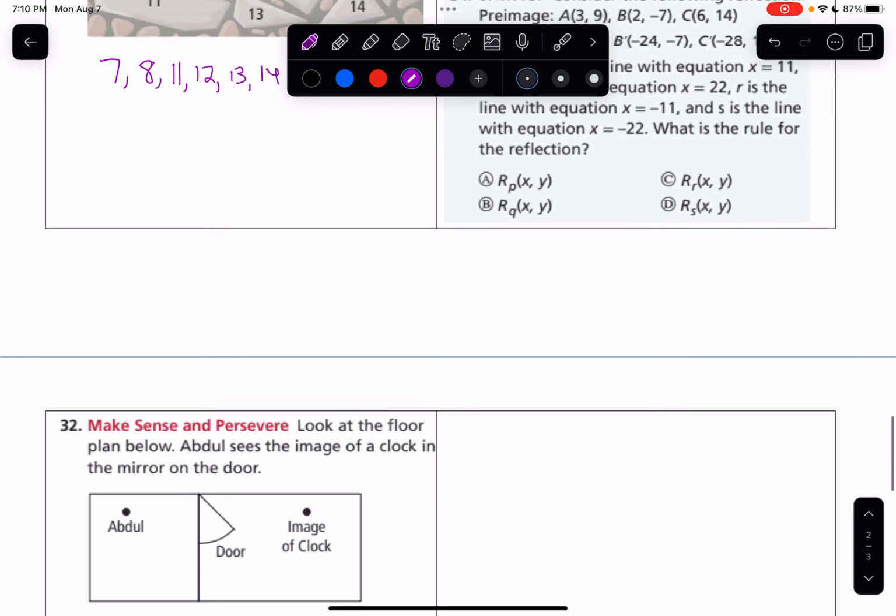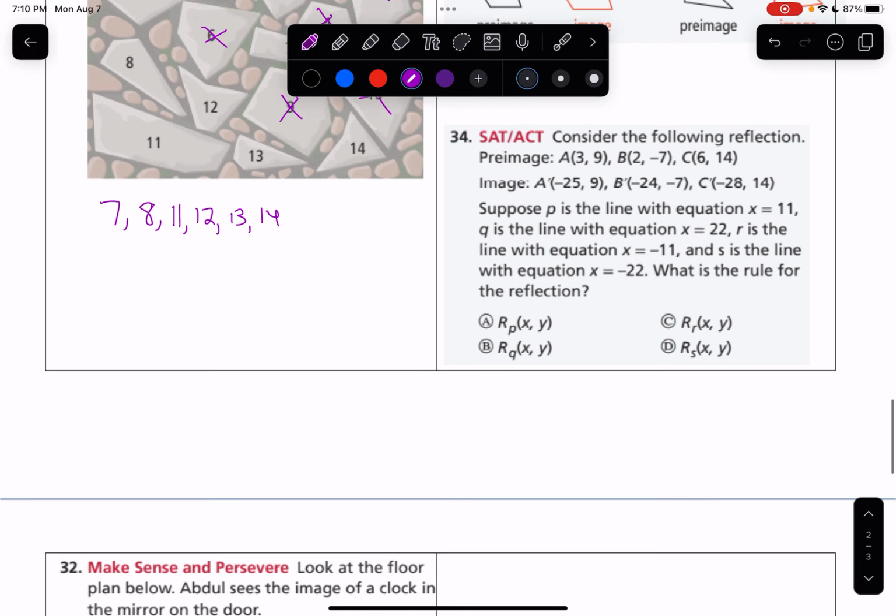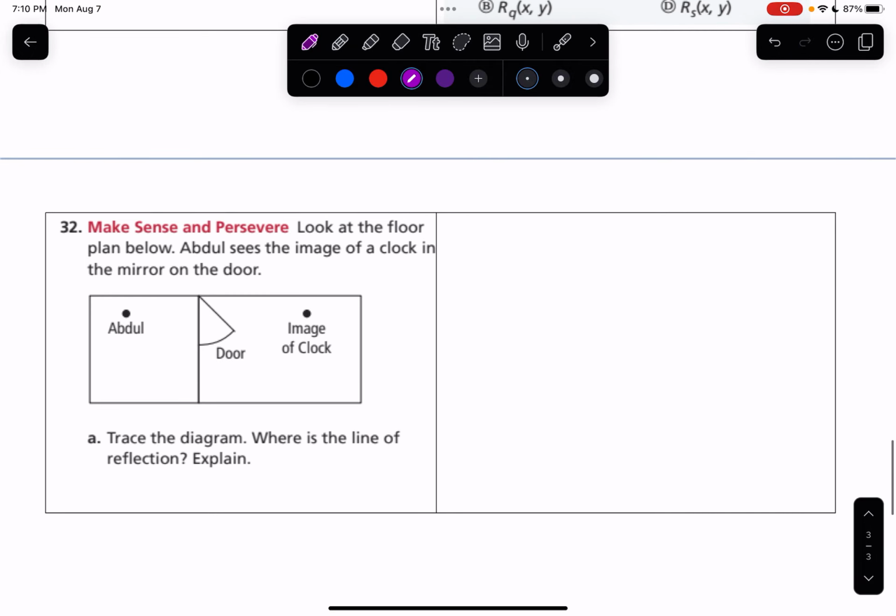32, it's down here, and we are also using these 2 questions up here, so I'll be moving back and forth for 32. Look at the floor plan below. Abdul sees the image of a clock in the mirror on the door. Trace the diagram. Where is the line of reflection? If the mirror is on the door, then the line of reflection is the door. He can extend the line of reflection if he needs to, because we can see things on both sides of a mirror if we need to.